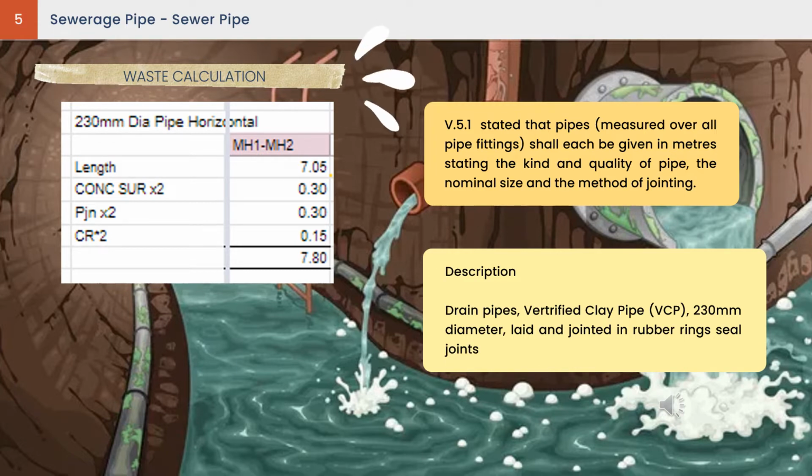And in the waste calculation, length 7.05 is excavating length, and then we plus with the thickness of the wall of the manhole, concrete surround, projection, and then concrete ring, and then we got 7.80 meter. For the description, drain pipes, VCP pipe 230 mm diameter, laid and jointed in rubber rings seal joints.